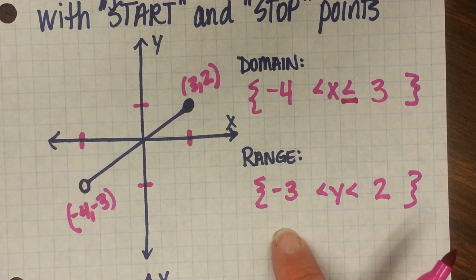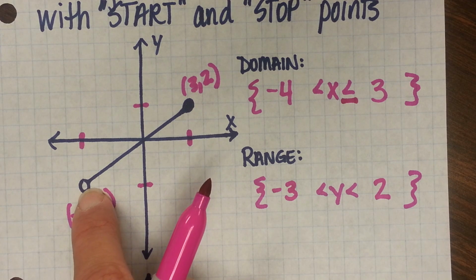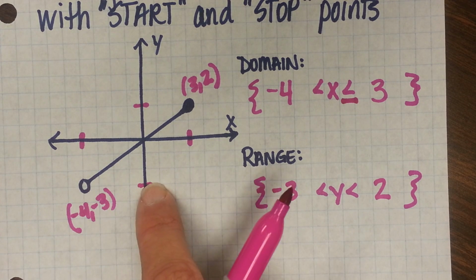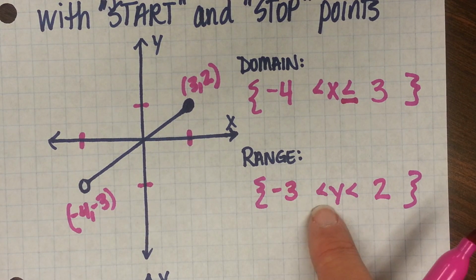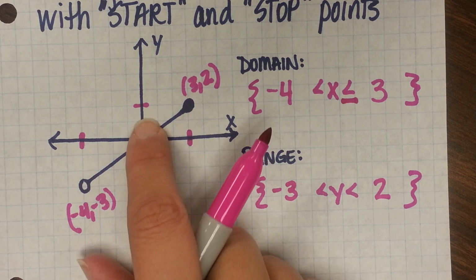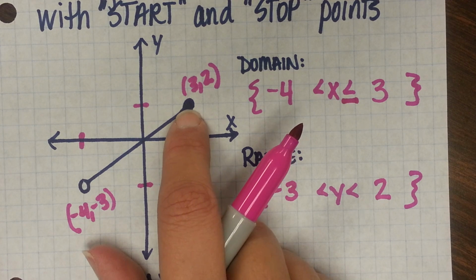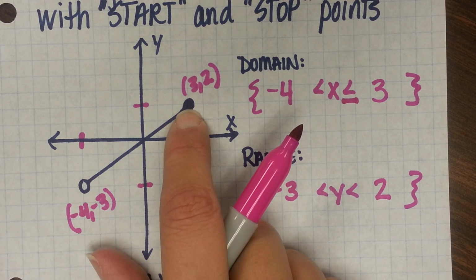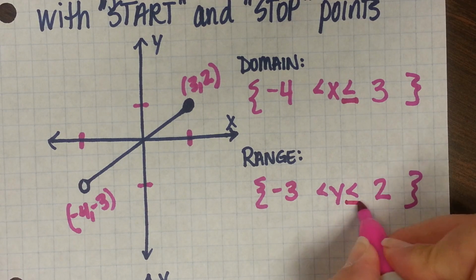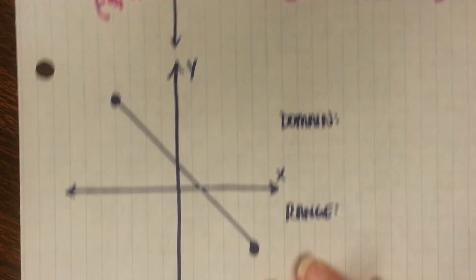For the range, down on the negative 3, the lowest part of our graph had an open circle, which means the negative 3 is not included, so we don't put an equal to. If we go up to the top point, the highest y value is 2. Notice it has a shaded in circle, so since it is shaded in, that means it's included in our answer, so it can be equal to. That's our domain and range for a start-stop problem. Let's practice with one more.